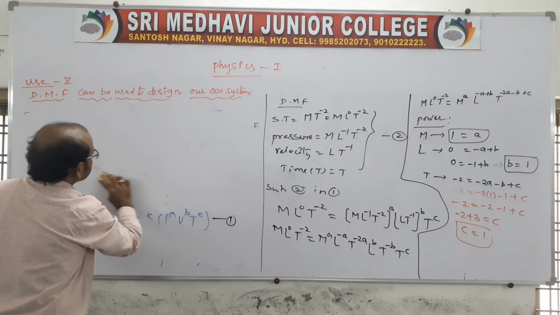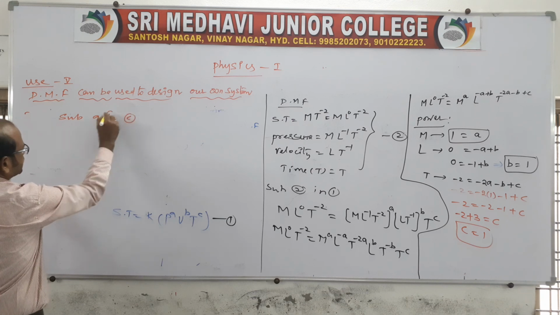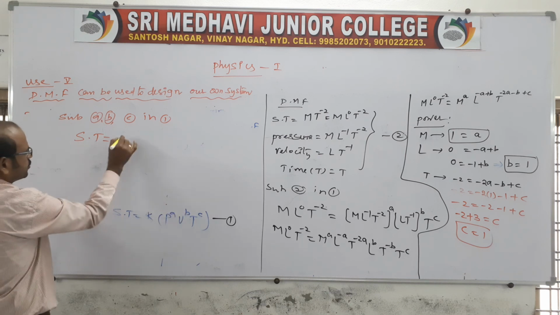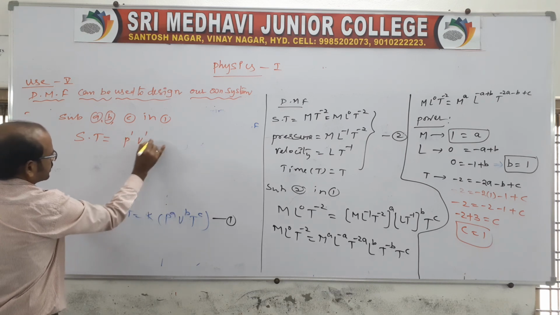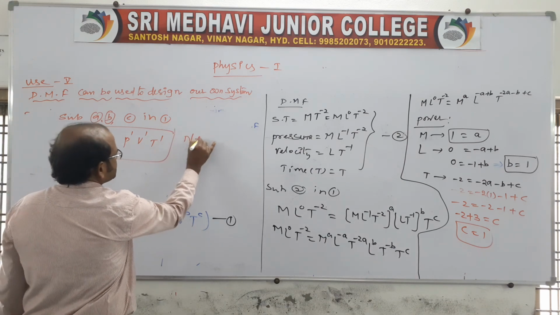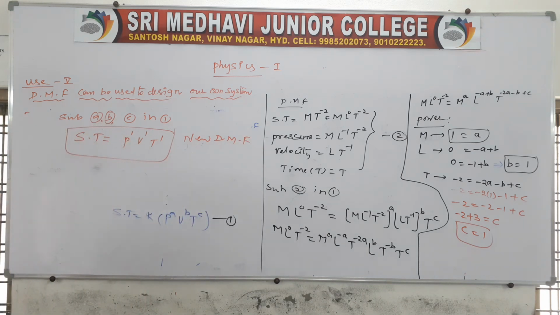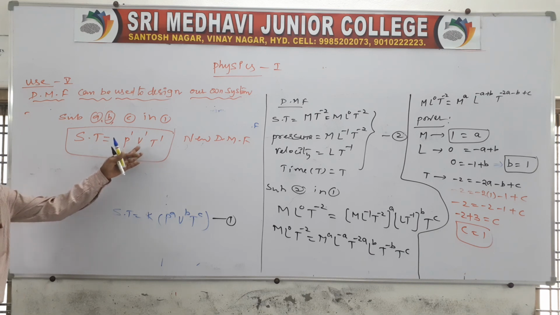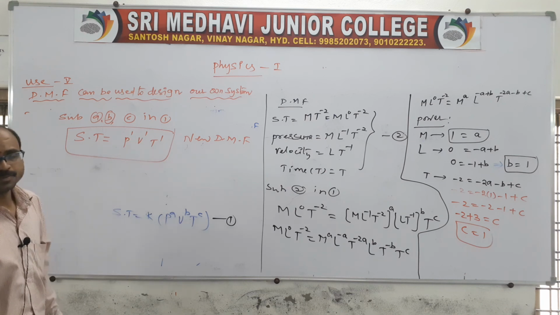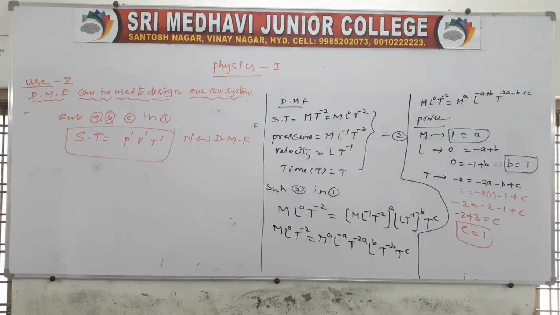Now substitute the A, B, C values in equation 1. Therefore, for surface tension, K is a constant, so you remove it: P power 1, V power 1, T power 1. This is the new dimensional formula in our own system. By using P, V, T as the fundamentals, the surface tension dimensional formula will be P^1 V^1 T^1. So this is the method to design our own system. This is the answer.